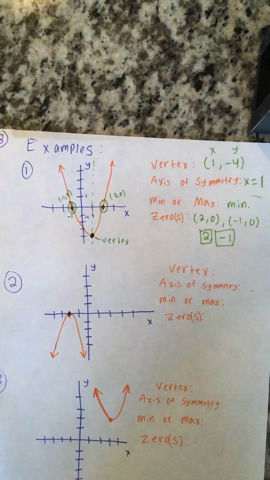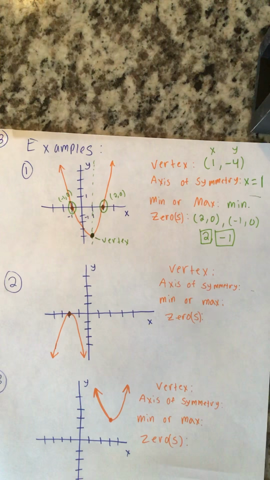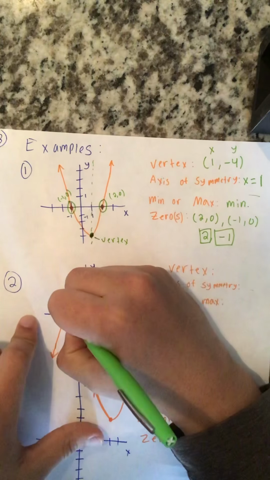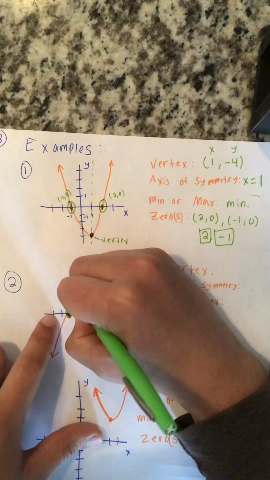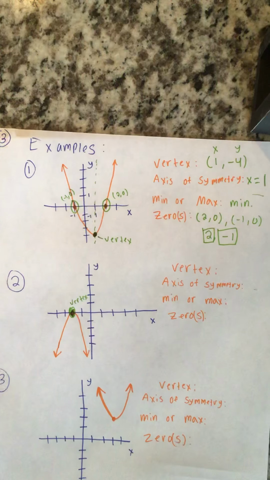Okay, this one looks kind of different, right? It's flipped down, and it just looks a little different, and we'll see why. So again, we start with the vertex, okay? So the vertex is the highest or the lowest point. So here, my vertex is, hopefully y'all will know, the highest point, right? It's right here. This is my vertex, okay? So again, we just write down that point.